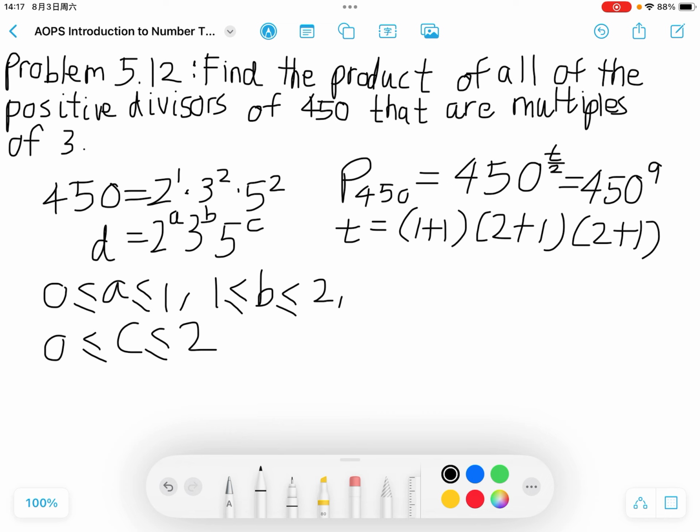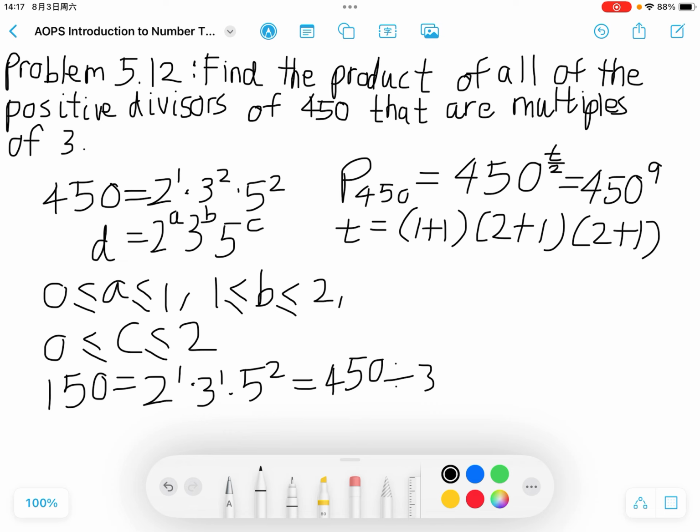So my thought is we can divide by 3. If we divide 450 by 3, we have 150, which is equal to 2 to the power of 1 times 3 to the power of 1 times 5 to the power of 2. That's the prime factorization of 150. So if we figure out the product of the factors of 150, then we multiply by 3 to the power of T150, the number of divisors of 150. So we multiply P150 by 3 to the power of T150, and we get the product of the divisors of 450 that are multiples of 3.